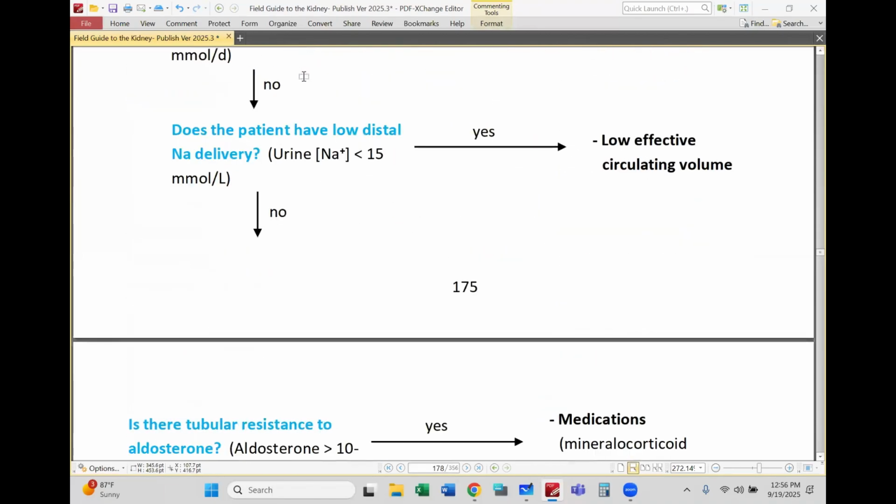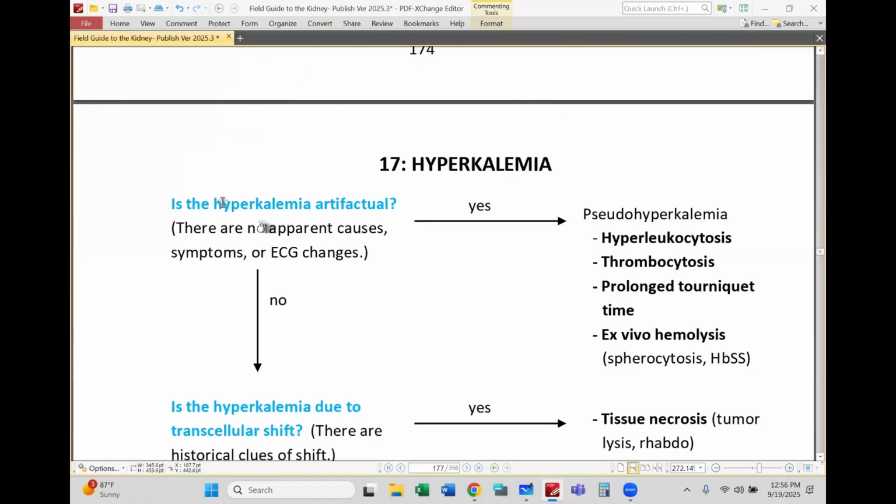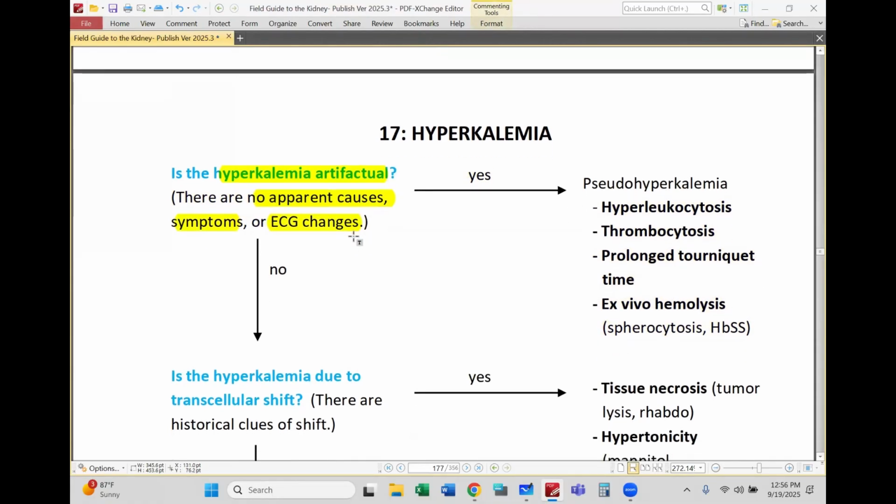Again, reflecting back to where we are on the algorithm, we're going to first ask ourselves, is this real or not? The clinical clue of a hyperkalemia that doesn't make sense: no symptoms, no EKG changes. So this may be a case of pseudo-hyperkalemia. Examples of syndromes that can cause that are anything that has a very high white cell count. Okay, so CLL being a classic one.